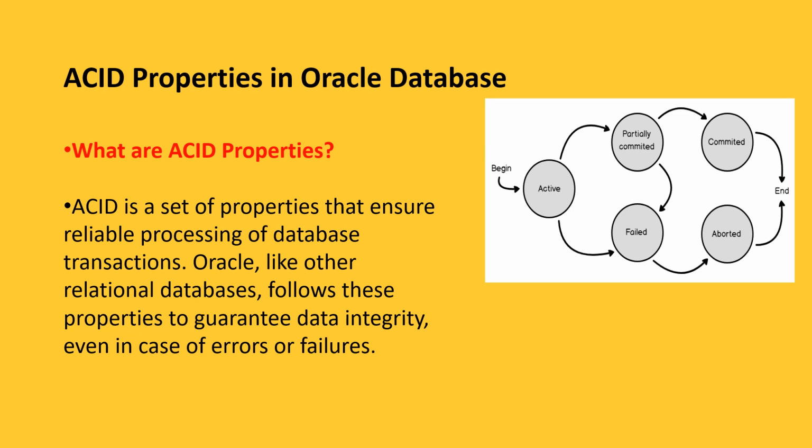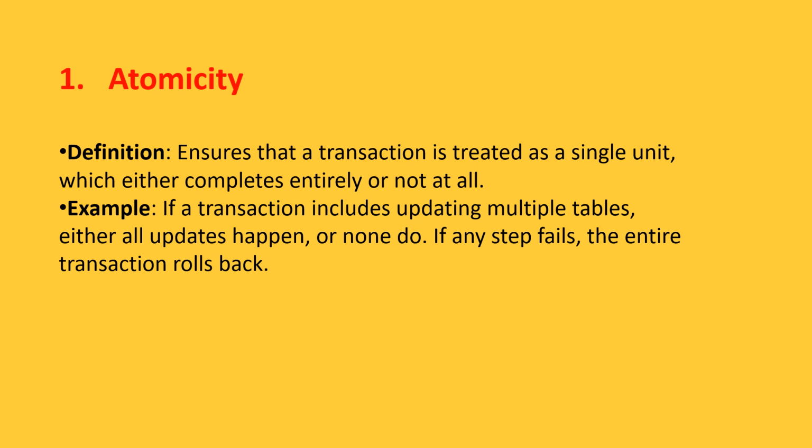Okay, next, atomicity. Atomicity is one of the ACID properties. Atomicity is what I just explained about the transaction. The same thing you can see here. A transaction is treated as a single unit which either completes entirely or not at all. If any transaction includes updating multiple tables, either all updates happen or none do. If any step fails, the entire transaction is rolled back.